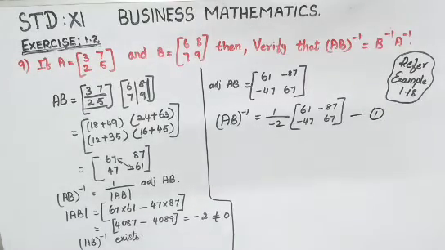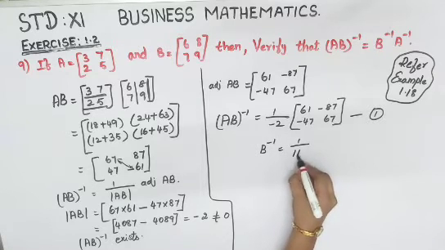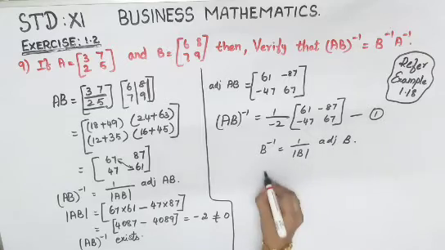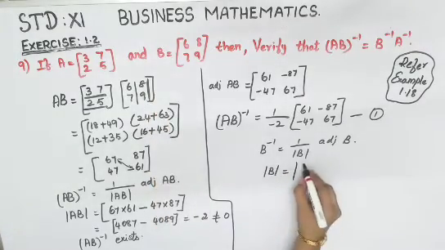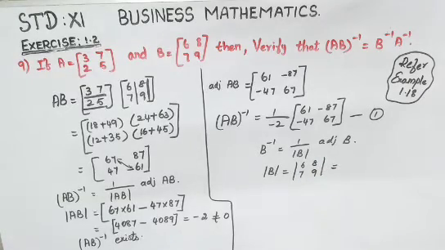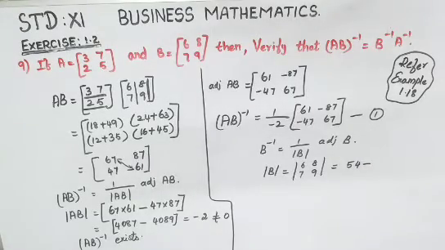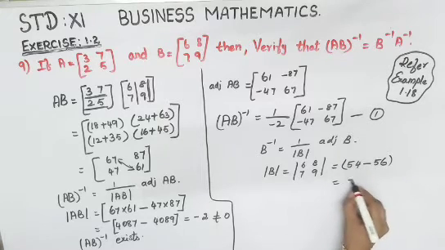Now going to your right hand side, you will have to find B inverse A inverse. So first we will find B inverse. The B inverse formula is 1 by determinant of B into adjoint of B. So first find your determinant of B, which is 6 8 7 9. So 6 9s are 54 minus 7 8s are 56. So the answer will be minus 2.